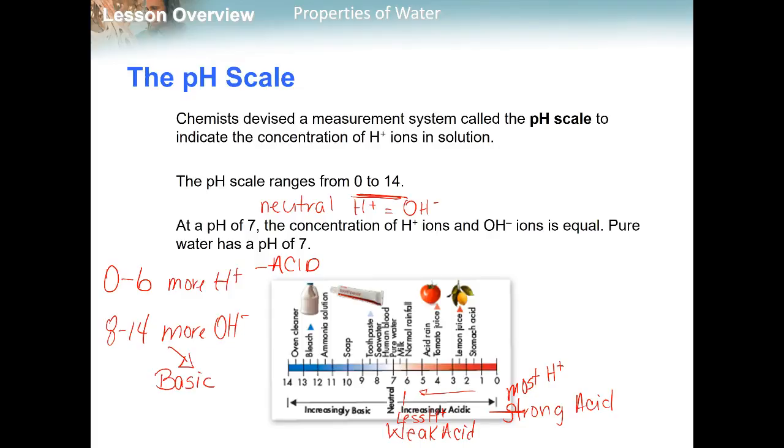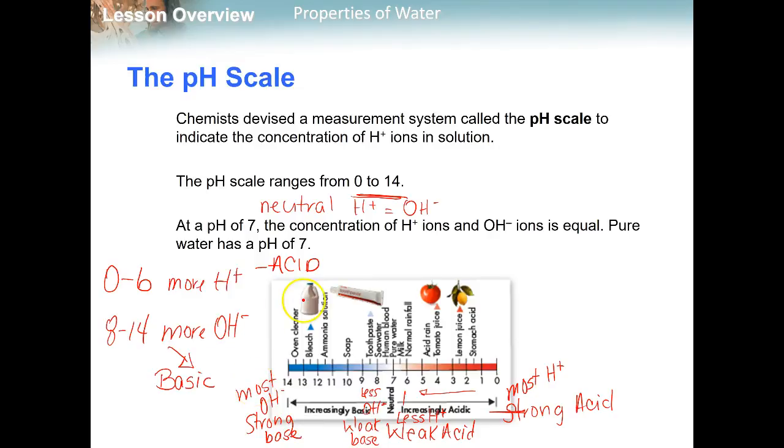Bases, as we said, run from a scale of 8 to 14. So when we look at 8, look at how close 8 is to neutral, and that's where we're going to have an equal amount. So we're going to have less hydroxide ions here, so that means that this is going to be a weak base. And when we get to 14, we're going to have the most hydroxide ions here, so this is going to be a strong base. So the closer you get to 14, the stronger the base is going to be.